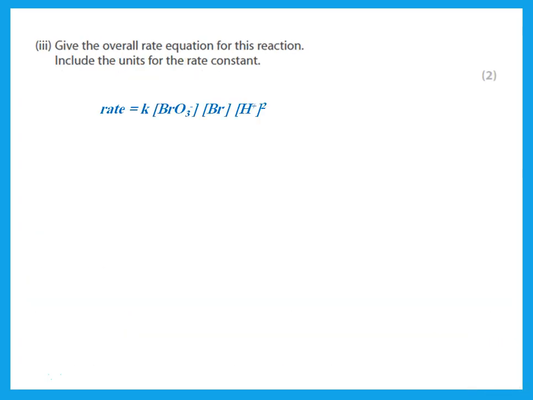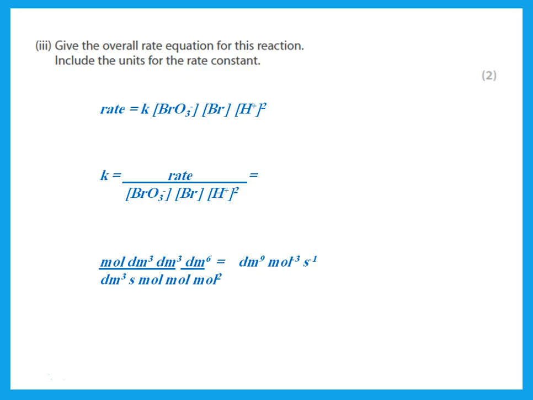Give the overall rate equation. Again, this is the overall rate equation. Include units for the rate constant. So this would be the rate constant, and this would be the units. Are we following? Is this getting much easier?